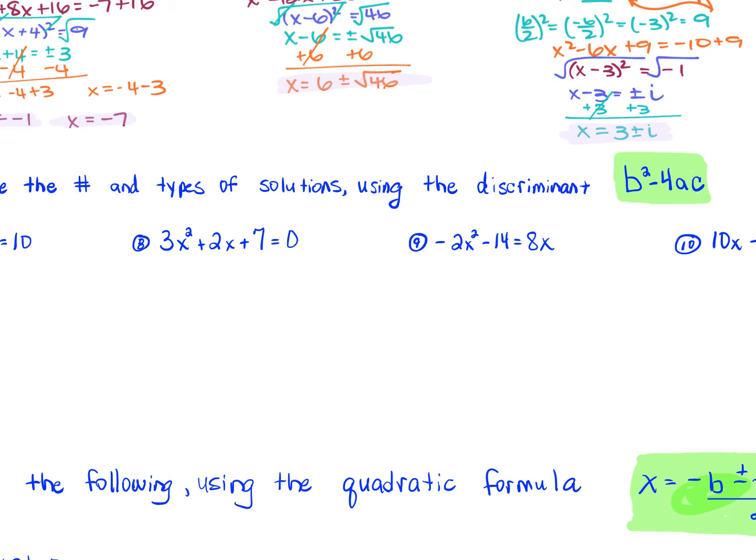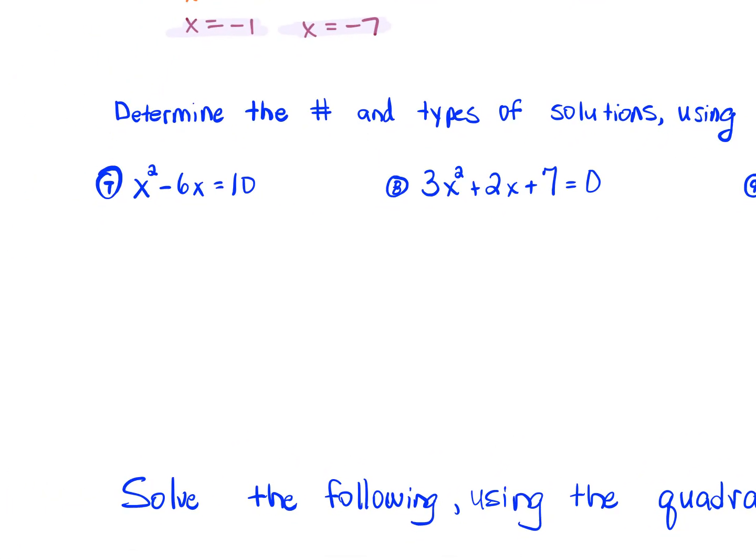So if we look at example 7, you have x squared minus 6x is equal to 10. You're going to move the 10 over, subtract it from each side. That gives you x squared minus 6x minus 10 is equal to 0. Your a is 1, b is negative 6, c is negative 10.